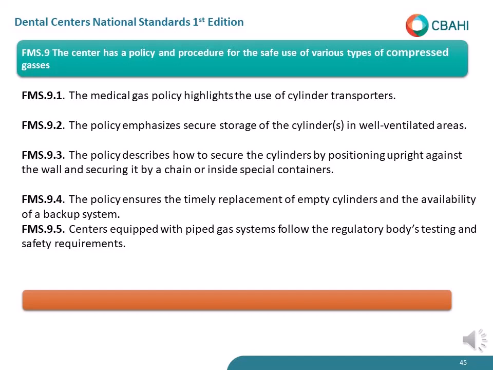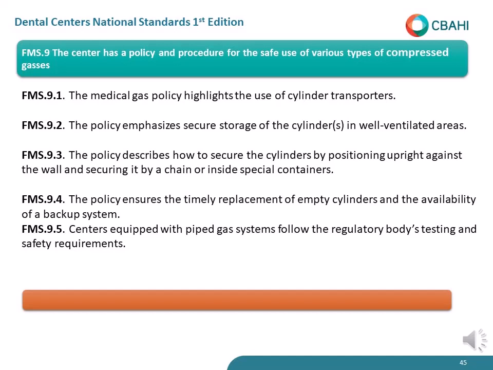9.2, the policy emphasizes secure storage of the cylinders in well-ventilated areas. So here you need to follow where you want to store these cylinders and make sure there is no risk associated with them. 9.3, the policy describes how to secure the cylinders by positioning them upright against the wall and securing them by a chain or inside special containers. This emphasizes that there are two risks with falling cylinders. Number one, if one falls on a patient or the staff, it will hurt them. And the second one, if they fall and the valve is broken, they'll be like a rocket. So that's why we need to make sure they are secured and not falling on the floor.